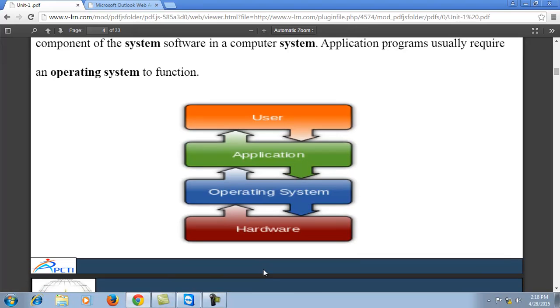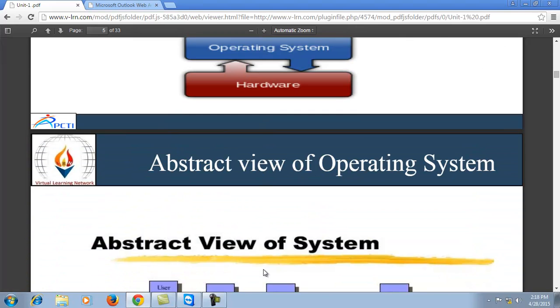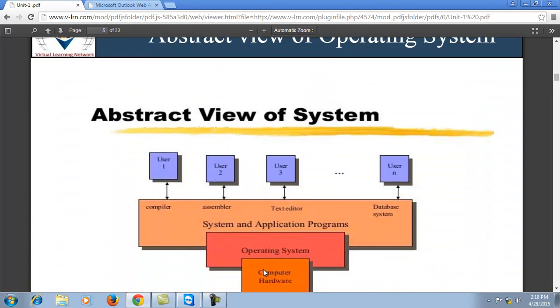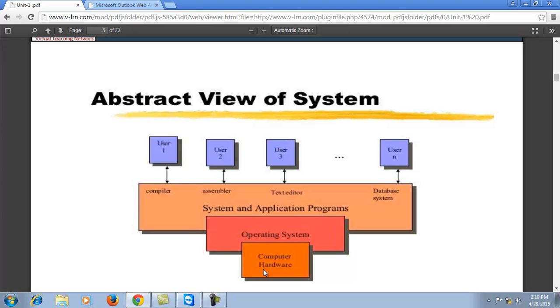Now come to the next topic, the abstract view of an operating system. If we discuss the abstract view of an operating system, there are three layers where the user interacts layer by layer. There are n users. At the first level, the user interacts with the compiler, second the assembler, third the text editor, and next n number of applications, and n number of users can interact with those applications.